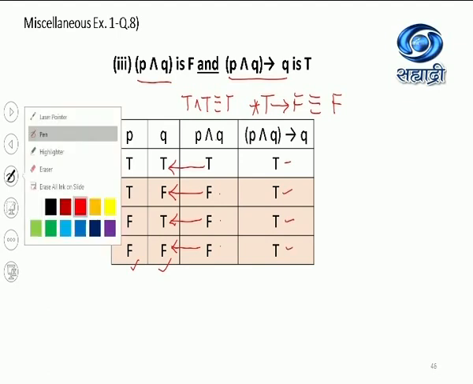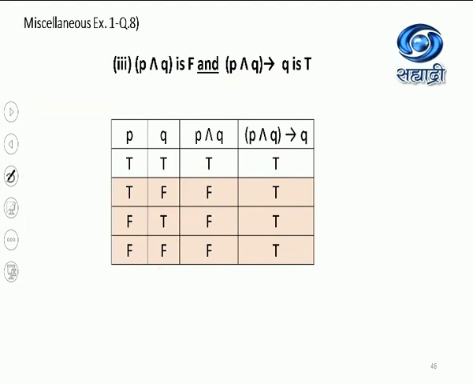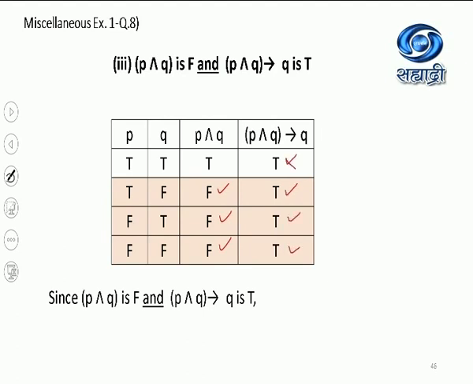Okay. So now I will erase this, and let's go for the final conclusion. What do I know? P and Q is F. Now where is P and Q F? Here, here and here. And P and Q implies Q is T. It's here, here, here and here.